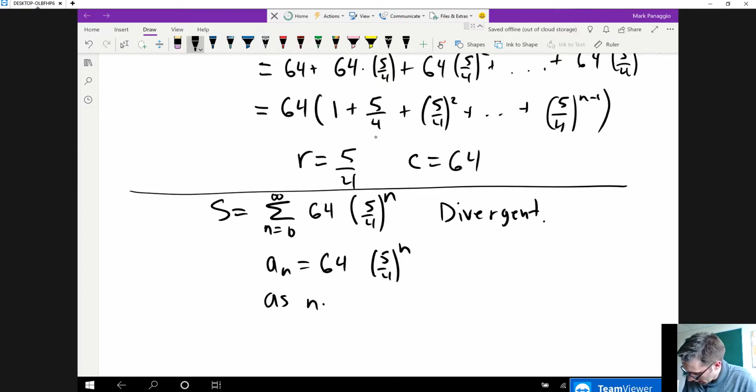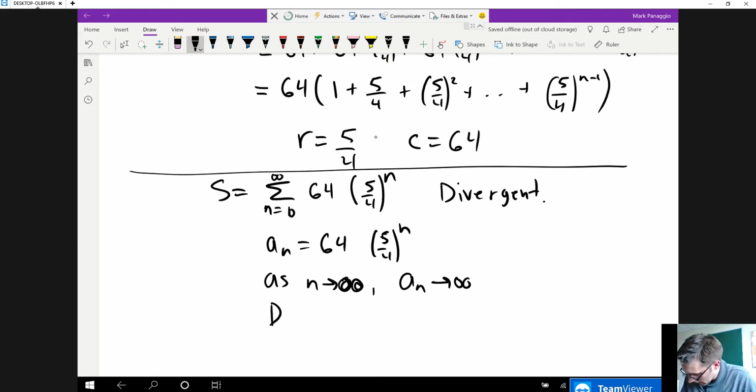As n goes to infinity, what does that approach? Well, multiplying 5/4 by itself over and over again makes this bigger and bigger and bigger. And so a_n goes to infinity. And what we said last time is that the only way that a series can converge is if the terms approach 0. And this not only does not approach 0, but they're actually growing.